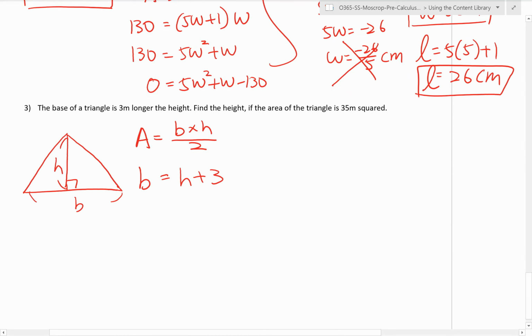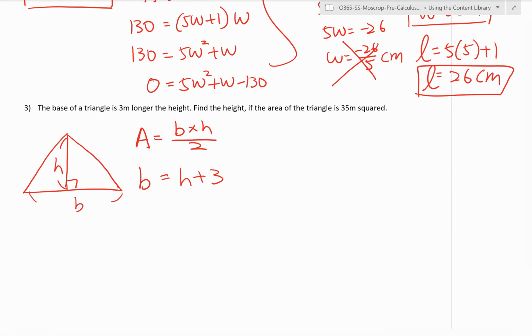Okay, hopefully that's the setup that you have. Here's the triangle. The base is on the bottom. That's the height. And we know the area of the triangle is base times height divided by 2. It tells us that the base of the triangle is 3 meters longer than the height, right? So that's why I have this expression right here. b is equal to h plus 3.